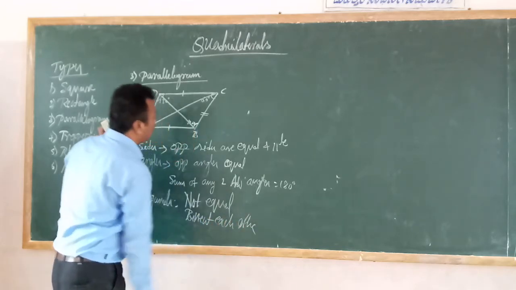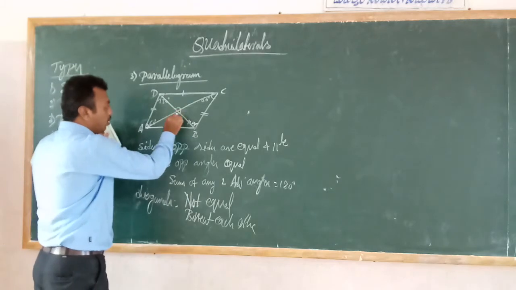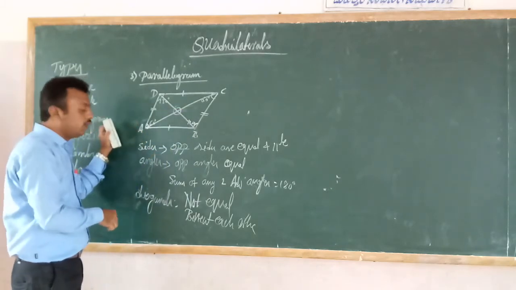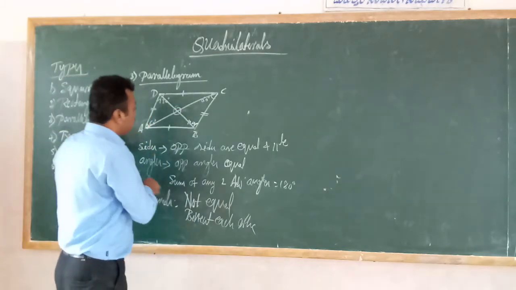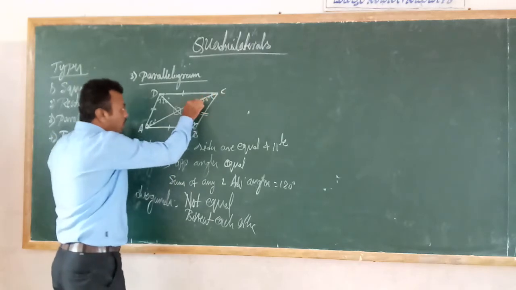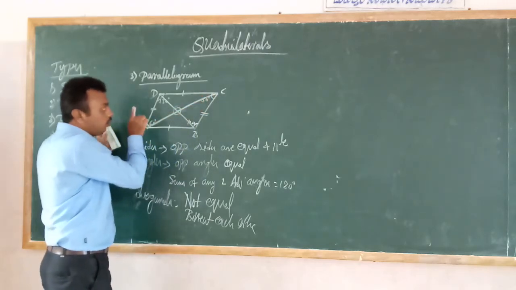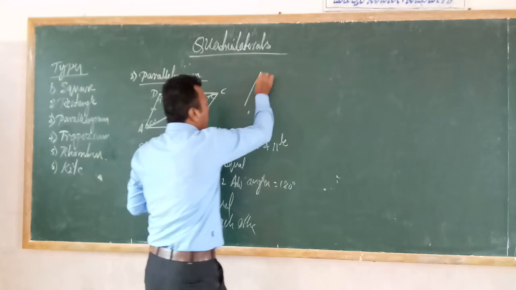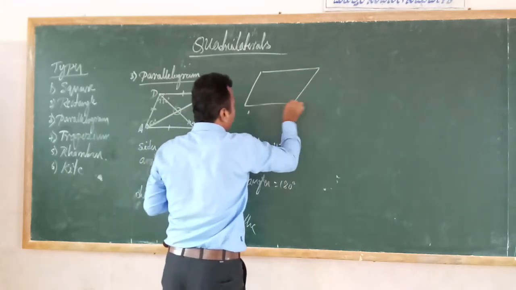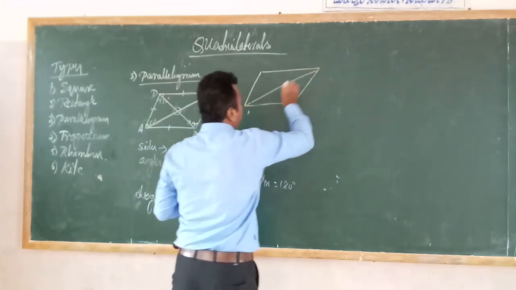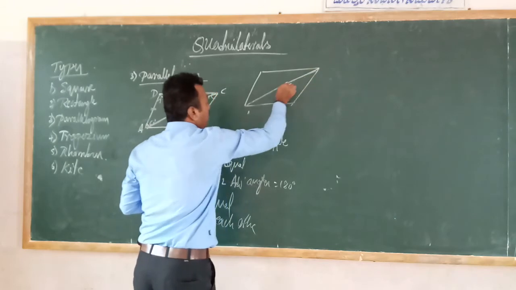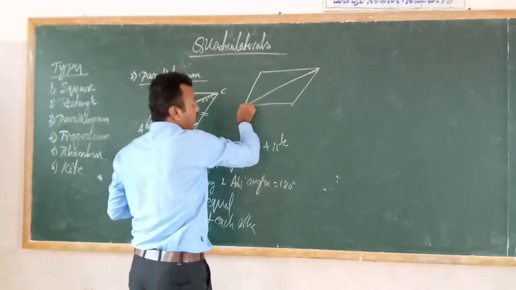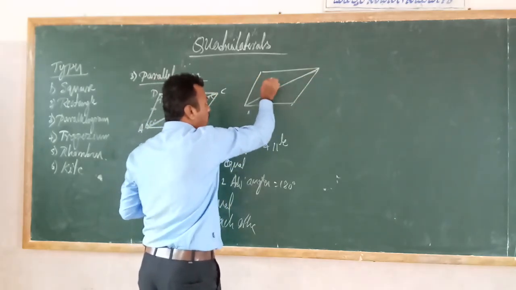But diagonals are not perpendicular to each other. They only bisect each other, but are not perpendicular. See, students, one diagonal of a parallelogram forms two triangles. I will draw a parallelogram and one diagonal. These diagonals of a parallelogram divide it into two congruent triangles.